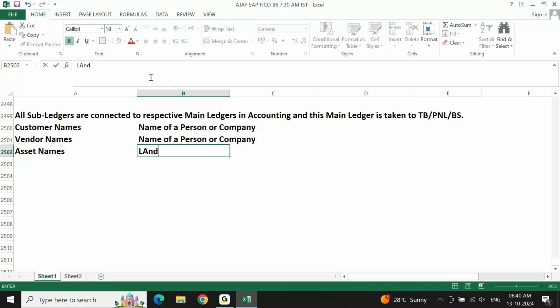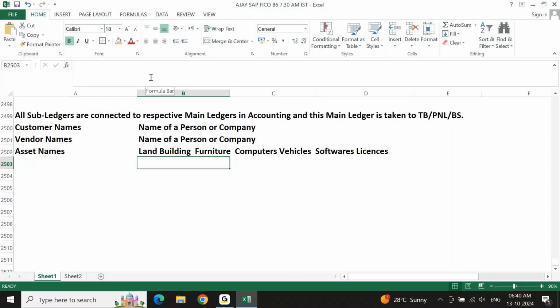Let's say land, building, furniture, computers, vehicles, software, licenses. Am I correct? Anything related to land, building, furniture, computer, vehicle, software, license, can we treat them as an asset? There is a fixed list of categories for asset.